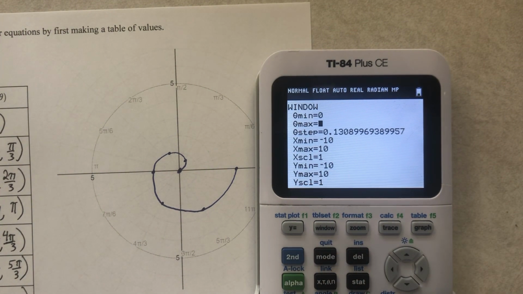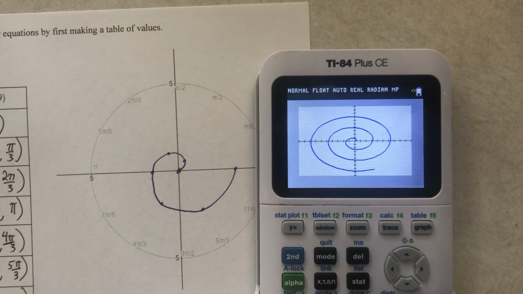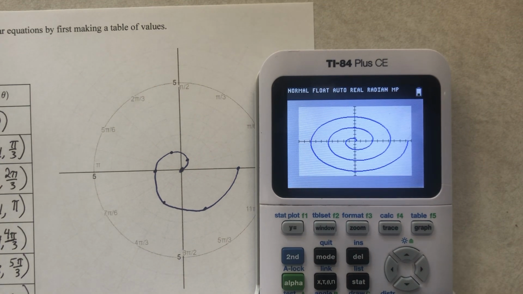Whoa, whoa, whoa. Good learning opportunity here. If we're going to go 3 loops, we're not going to go 3 pi. We're going to go 6 pi. Whoops. And we graph it. 1, 2, 3. There we go. That's more fun than you've ever had. I'm having so much fun I can't stop.